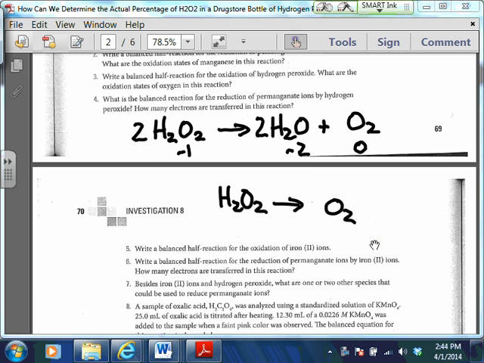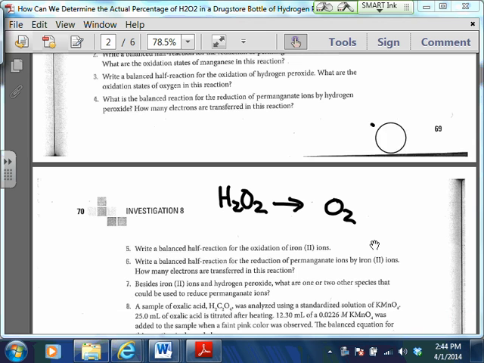Okay, sorry about that. So forget this. I apologize. That's the overall reaction when hydrogen peroxide decomposes, but that's not what we're talking about here. We're focusing on just the oxidation part. So you're going to write it like this, and then to balance out your hydrogens, you'll do what you would normally do here.